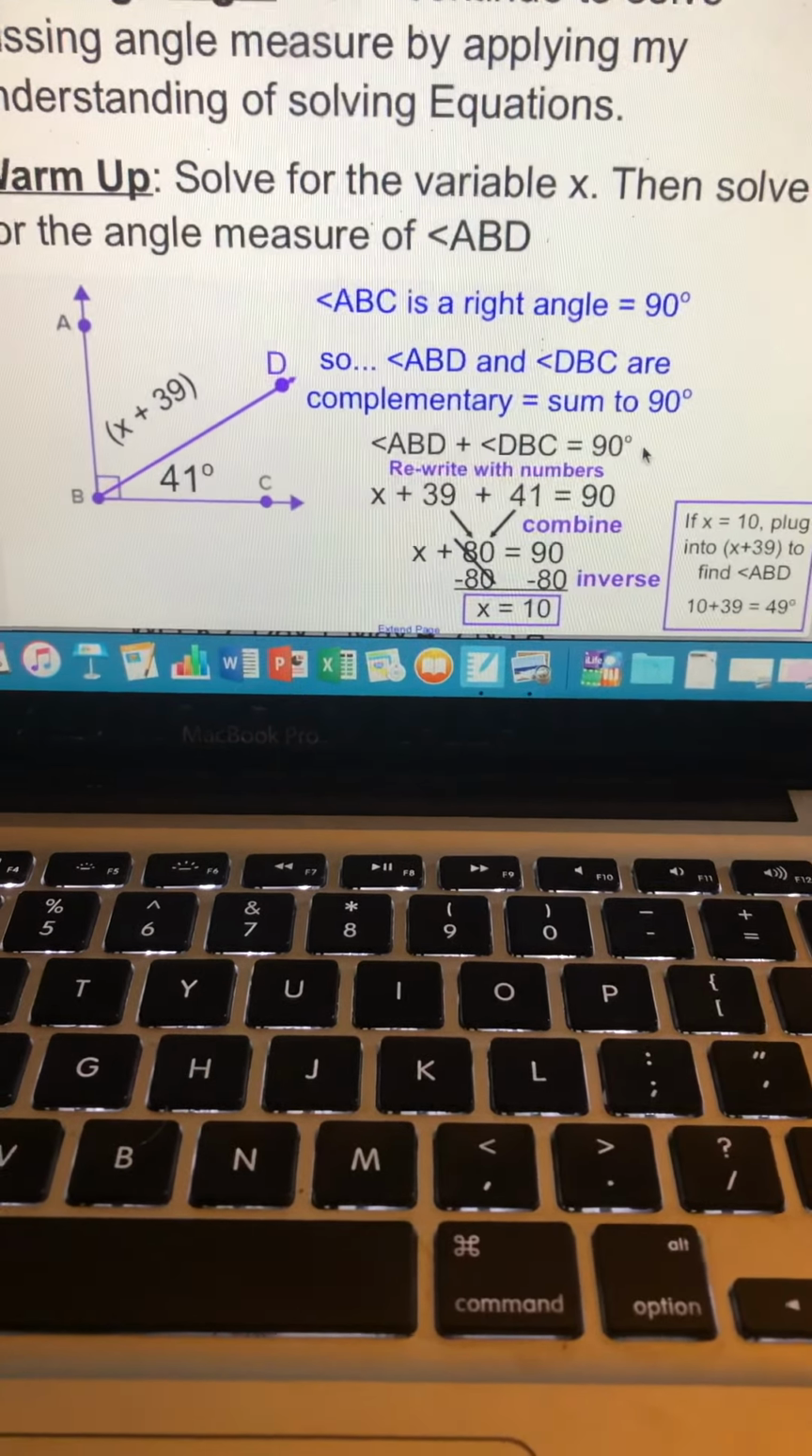So now that we know that x equals 10, we could solve this angle, and all we do is we plug 10 in for x. So instead of it being x plus 39, it's going to be 10 plus 39, and we get 49. Now a good check to just make sure that this answer makes sense is taking that 49 and adding it to 41. If you don't get 90, then something's wrong, but we're lucky. 41 plus 49 does equal 90, so we know we're correct.